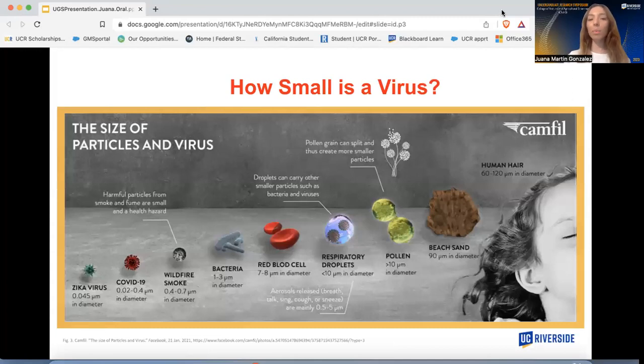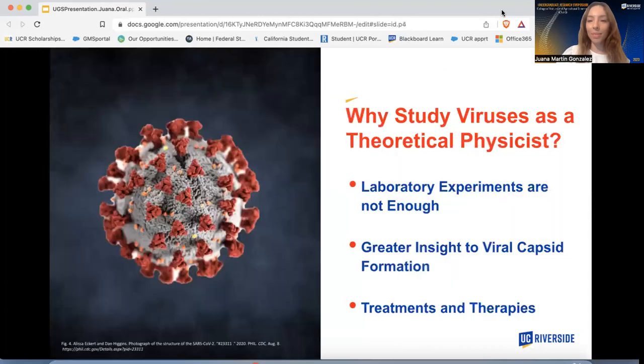In comparison to something that we're familiar with, such as a human hair, it is about 100 times larger. Like a Zika virus is 0.045 micrometers, and a human hair is 60 to 120 micrometers in diameter.